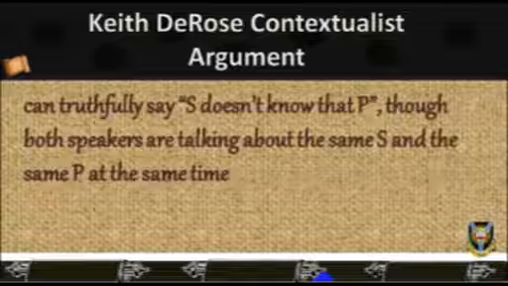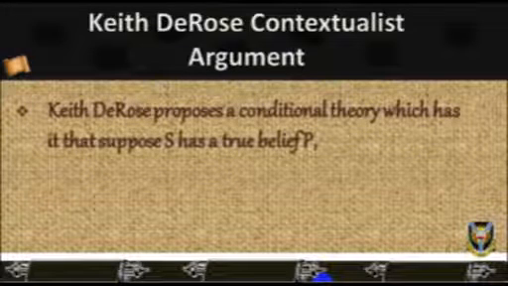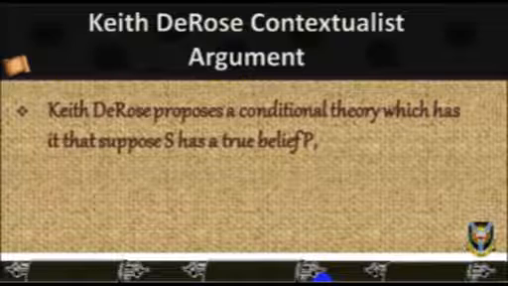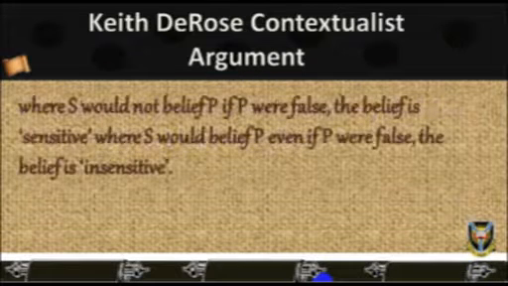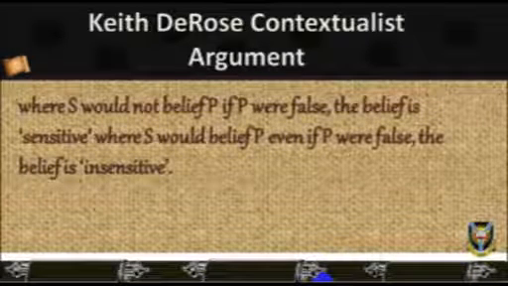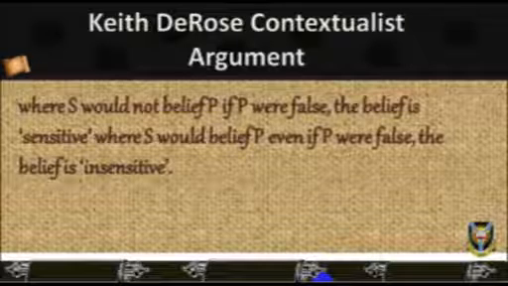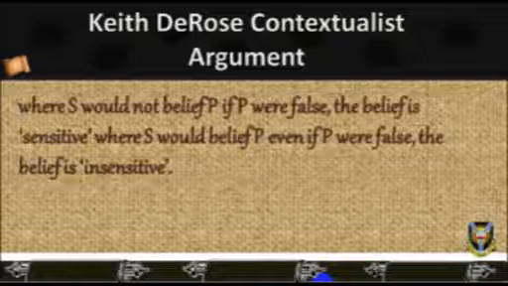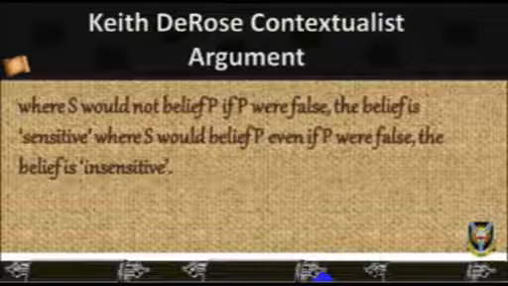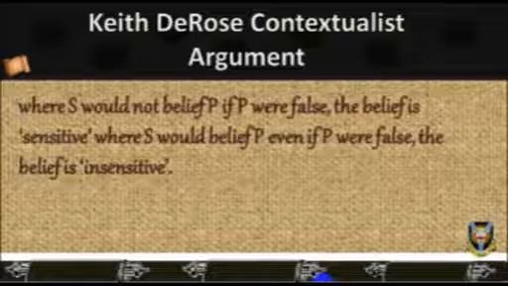DeRose proposes a conditional theory which has it that, supposing S has a true belief P which S would not believe if P were false, the belief is sensitive. Where S would believe P even if P were false, the belief is insensitive. DeRose endorsed a rule of sensitivity: whenever someone asserts that S knows that P, standards of knowledge arise to require that S's belief P be sensitive, and the resulting standard applies for all beliefs in that context.